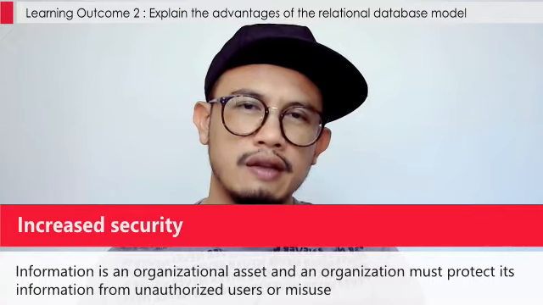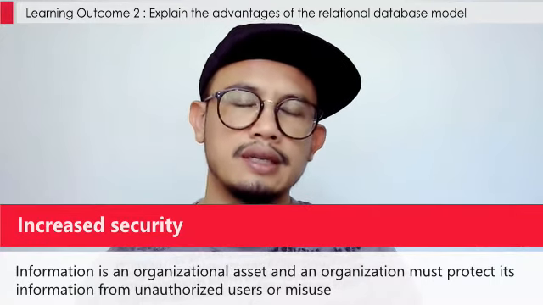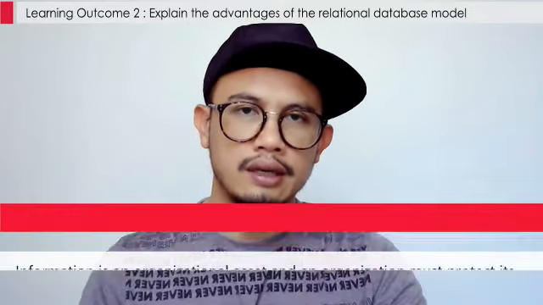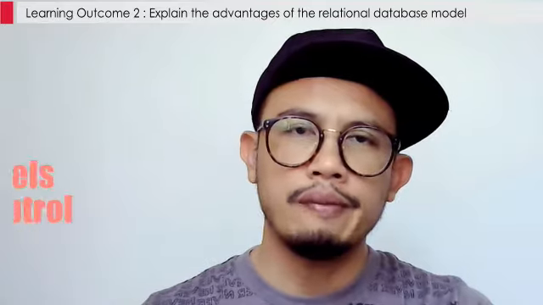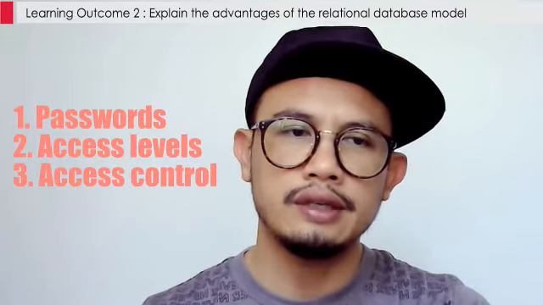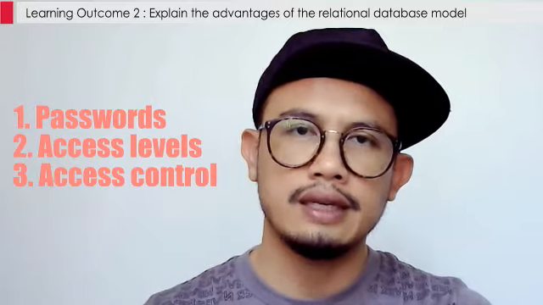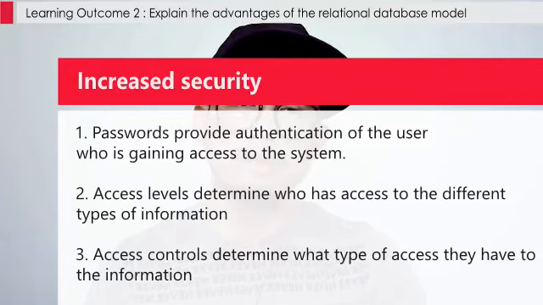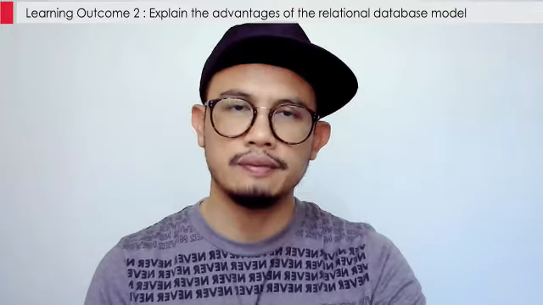Number 4, increased security. We know that data and information is very important in an organization. It's like an asset. So organizations need to protect the data and the information. A database offers many solutions and security features, including passwords, access levels, and access control. Passwords provide authentication of who can use the system and who cannot access the system. Access levels determine who has access to certain types of information, and access controls determine what types of access they have to the information.